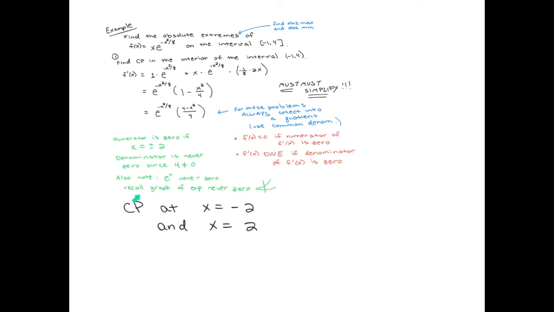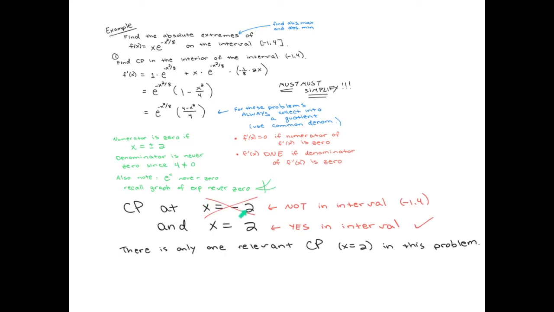In this case, x is equal to positive 2 and x is equal to negative 2. Notice that x equals negative 2 is not in our interval. We're only looking at the interval from minus 1 to 4. Negative 2 is not included in that interval. Okay, so one of these critical points is getting thrown away in this particular case. Now, in other problems, other things might occur. Maybe you get 5 critical points and you're throwing 2 of them away. Maybe you get 3 critical points and they're all in the interval and you don't throw anything away, right?